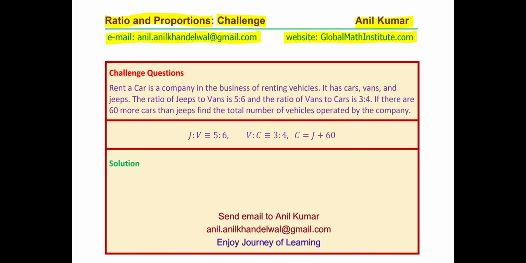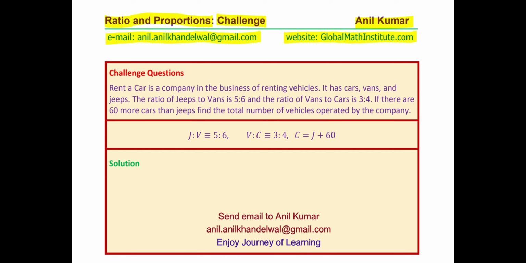The question here is, Rent a Car is a company in the business of renting vehicles. It has cars, vans, and jeeps. The ratio of jeeps to vans is 5:6, and the ratio of vans to cars is 3:4. If there are 60 more cars than jeeps, find the total number of vehicles operated by the company. That's the question for you. You can pause the video, answer the question, and then look into my suggestions.